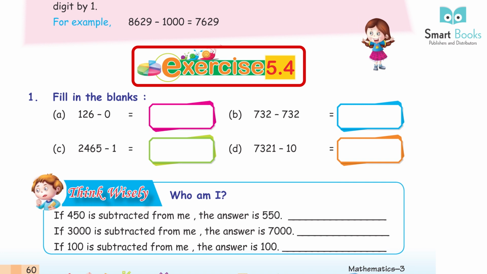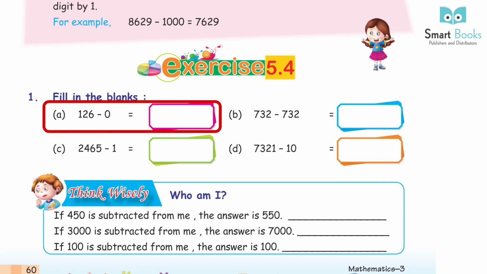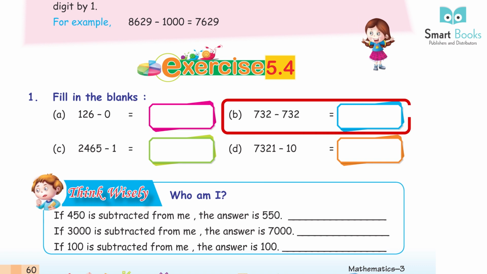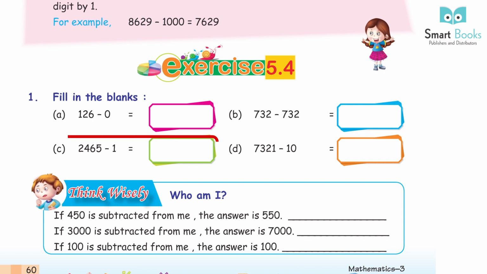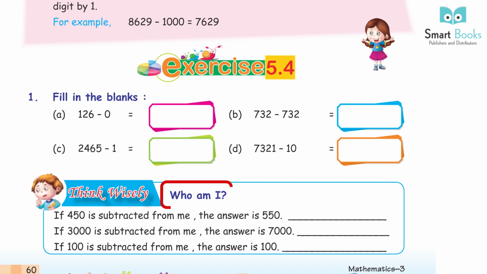Exercise 5.4. Question 1. Fill in the blanks. A. 126 minus 0 is equal to 126. B. 732 minus 732 is equal to 0. C. 2465 minus 1 is equal to 2464. D. 7321 minus 10 is equal to 7311.